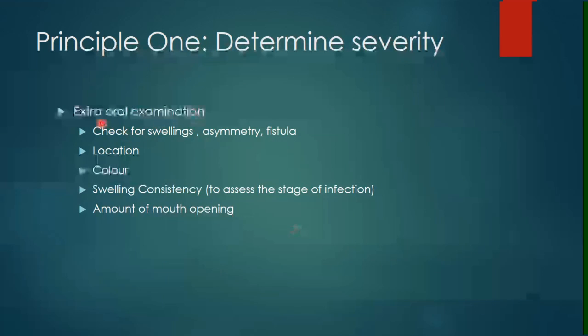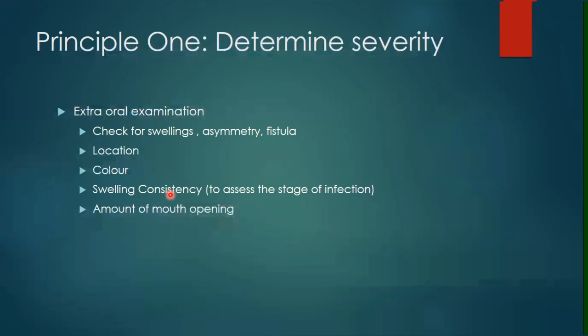Then we check the extraoral examination. We need to check the site of the swelling, any asymmetry of the face, any fistulas. Some people do have fistulas on the skin. Then check the location. It could be on the right side, on the left side, on the top or the bottom of the face, or maybe a half face swelling. Color, any texture, it could be red. The swelling consistency makes it easy to assess the stage of infection.